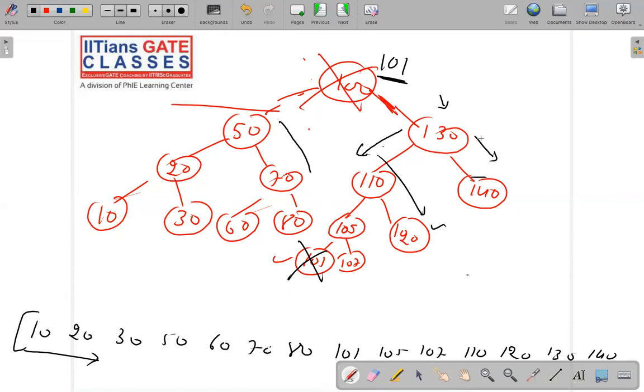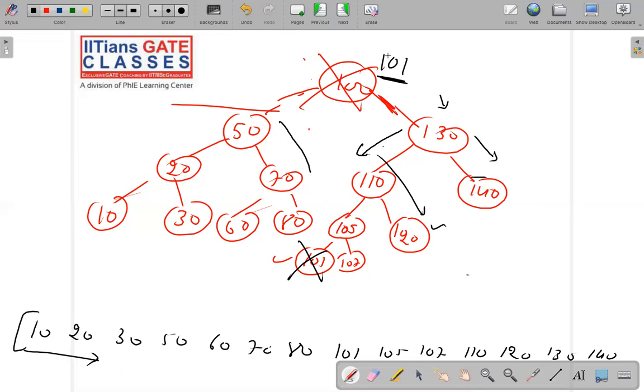So remember the properties of Inorder Traversal in BST, binary search tree. The Inorder Traversal will always be sorted. We will always get sorted elements. And the deletion is easy. Once we do the Inorder Traversal, just find out the predecessor and successor of the element which you want to delete and replace the node that you want to delete with that predecessor or successor. It's easy, right?